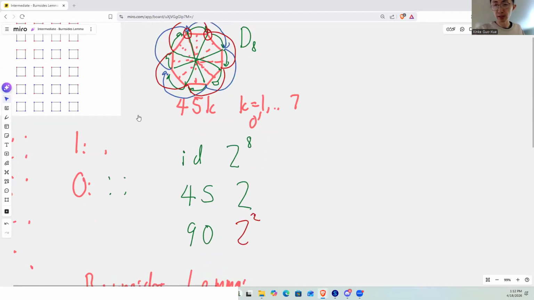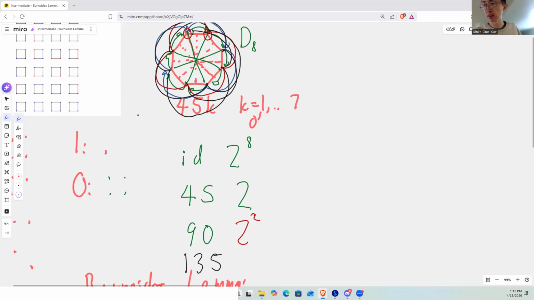135 is, well, let's see what happens in 135. So 1 is sent to 4, 4 is sent to here, this is sent here, this is sent here, this is sent here, and this is sent here, and that's sent there. Because 3 and 8 are relatively prime, this is just like rotation by 1/8, or 45. So whatever the color of one vertex is, that's the color of all the other vertices. So 2.